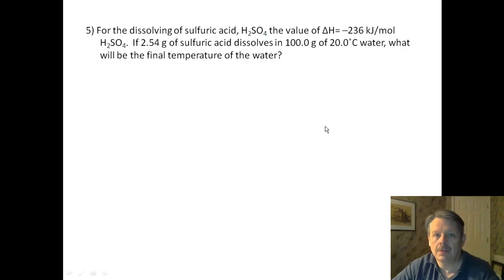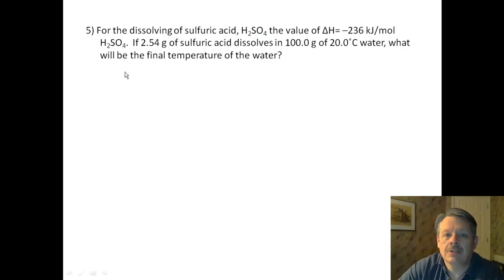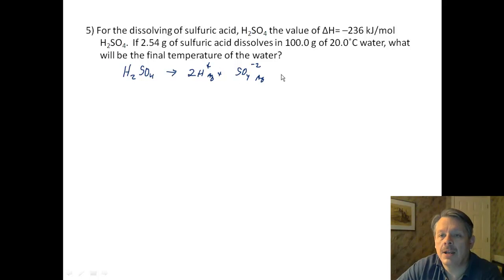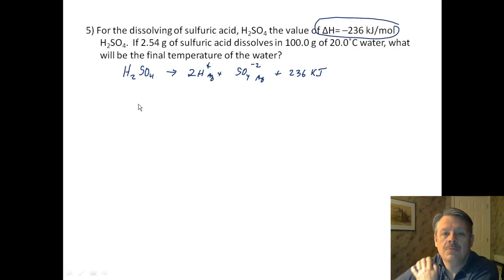All right, for dissolving of sulfuric acid, H2SO4, when it is put in water, it dissolves into 2 H pluses, aqueous, plus 1 SO4 that has a -2 charge, and that's aqueous. And it gives us negative 236 kilojoules per mole. That means it's exothermic, so this thing is getting hot where I'm mixing this. 236 kilojoules per mole of H2SO4, so that's good. So if 2.54 grams of sulfuric acid, what's the final temperature?